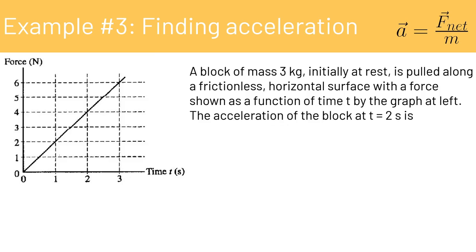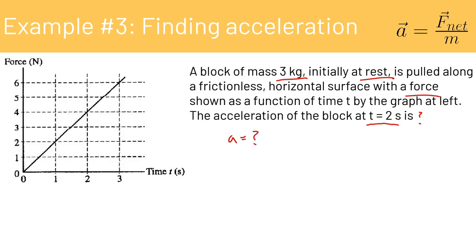All right, example number 3, finding acceleration. We have a block of mass 3 kilograms, initially at rest, that is pulled along a frictionless horizontal surface with a force shown as a function of time, t, by the graph at left. The acceleration of the block at t equals 2 seconds is, okay, so we are given a force versus time graph here, and we want to figure out the acceleration of the block. So acceleration is equal to question mark.